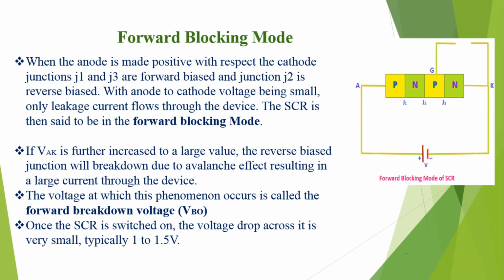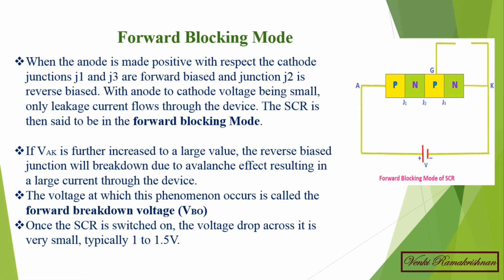The circuit diagram is shown here. The positive terminal of the battery is given to anode, negative terminal of the battery is given to cathode, and gate terminal is kept open. So this one is Vak, voltage across anode and cathode.